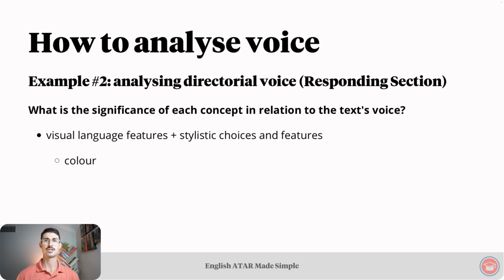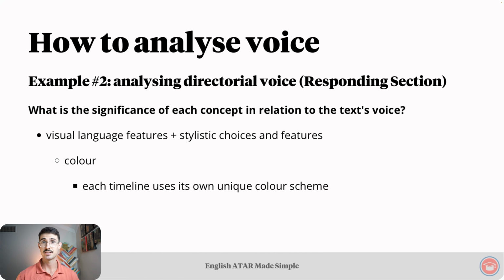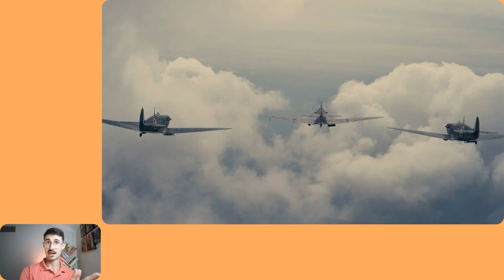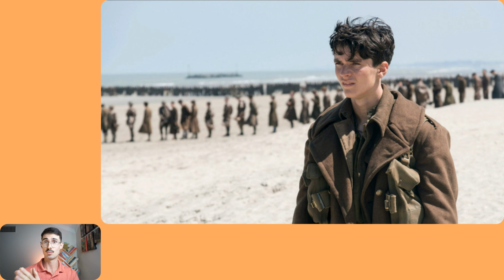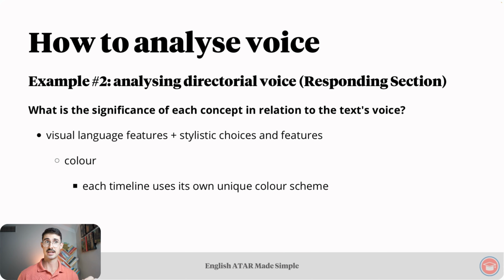Let's discuss the use of color. Each timeline uses its own unique color scheme. Air uses sky blue, sea uses dark blue, land uses white. These unique color schemes enable the audience to easily identify which story is being told. The use of color in this way is quite groundbreaking and influences the construction of Nolan's experimental voice.